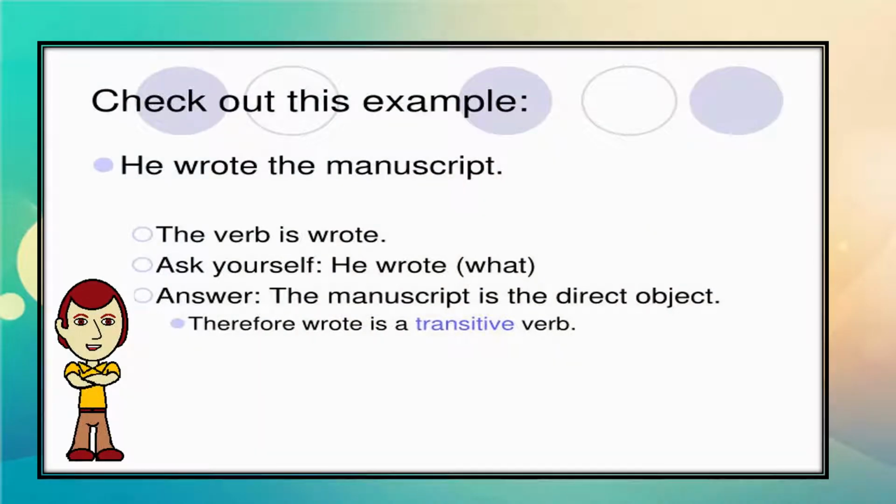Check out these examples. He wrote the manuscript. The verb is wrote. Ask yourself, he wrote what? Again, the answer is the manuscript, which is a direct object. Therefore, wrote is a transitive verb.